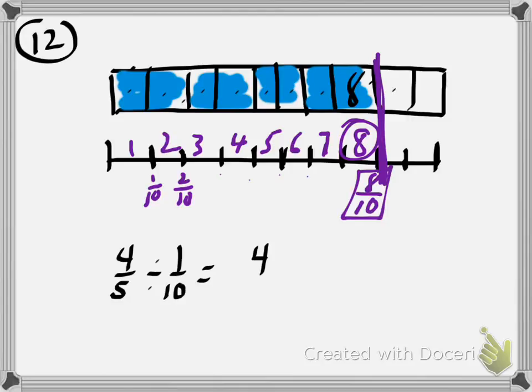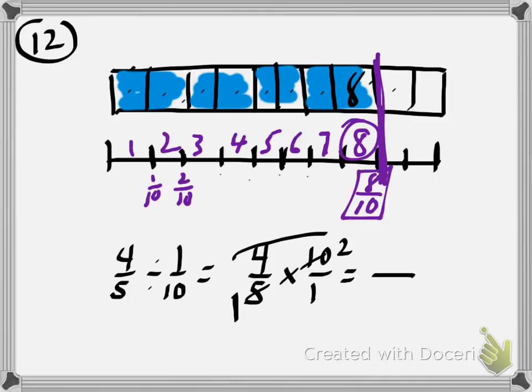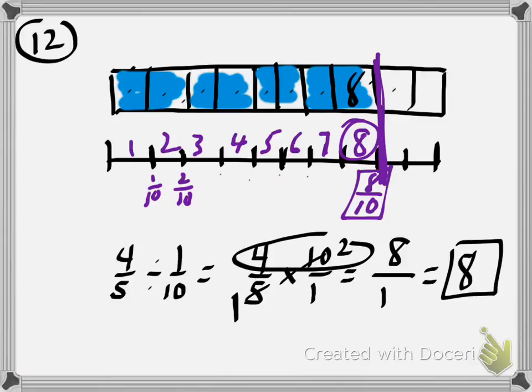Keep, change, flip to the reciprocal, and then these are both divisible by 5. 5 divided by 5 is 1. 10 divided by 5 is 2. Numerator times numerator, denominator times denominator. Anything divided by 1 is itself, so 8. So if we take fifths and cut them into tenths, we're cutting them into smaller pieces, we'll get more pieces, a total of 8 pieces.